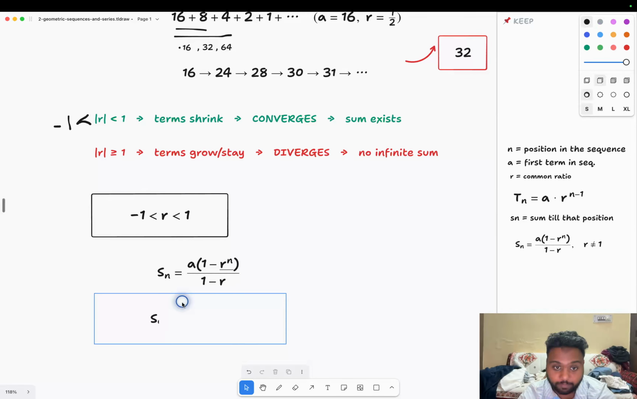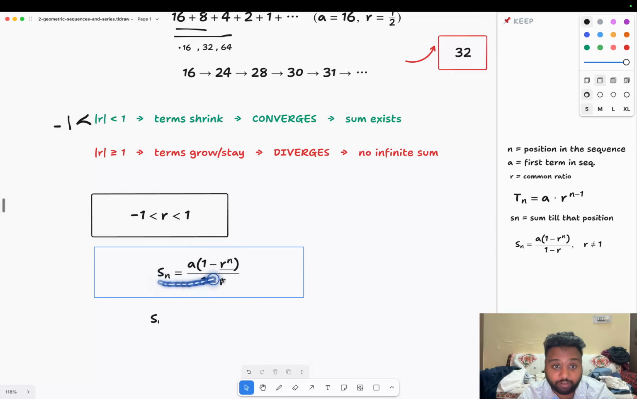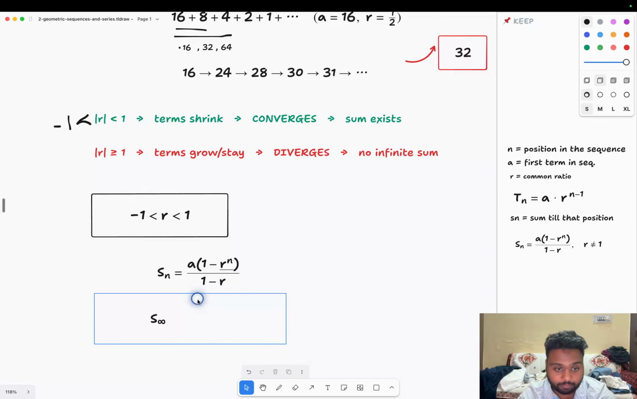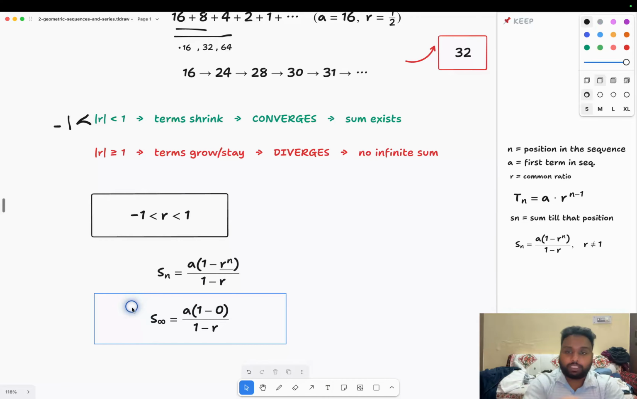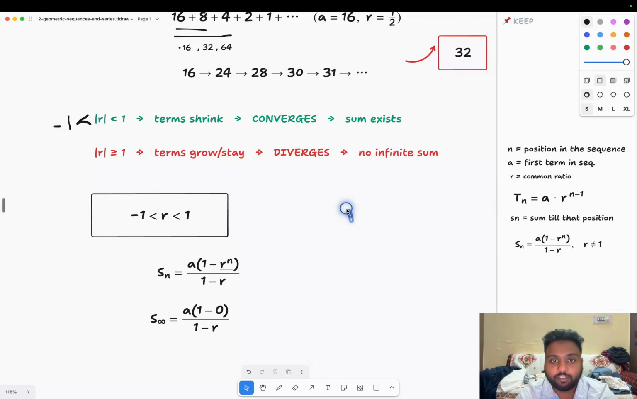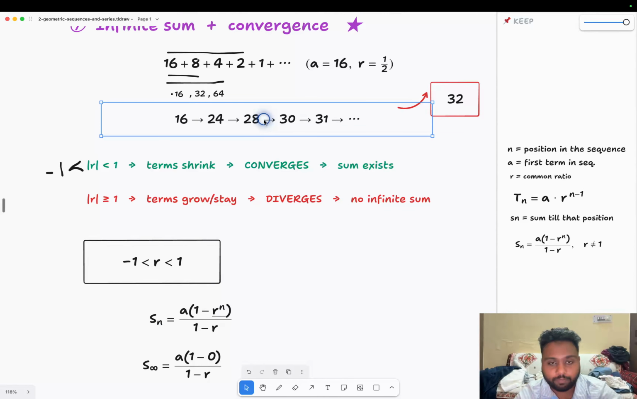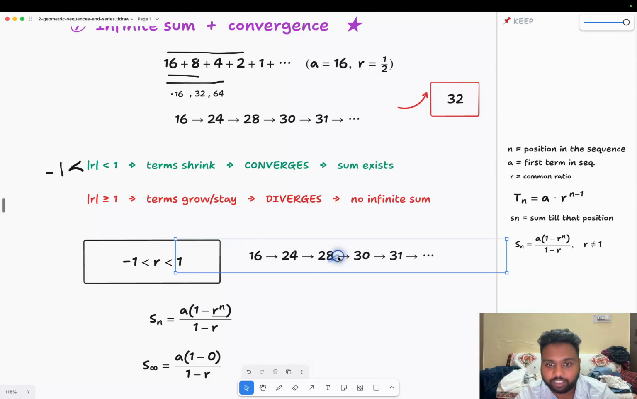Now I have this S of n, which is equal to a times 1 minus r to the power n, divided by 1 minus r. What is going to be the S of infinity? This is the sign of infinity, which tells us that we are summing up the whole series up till infinity. Okay, so I want you to imagine these values.